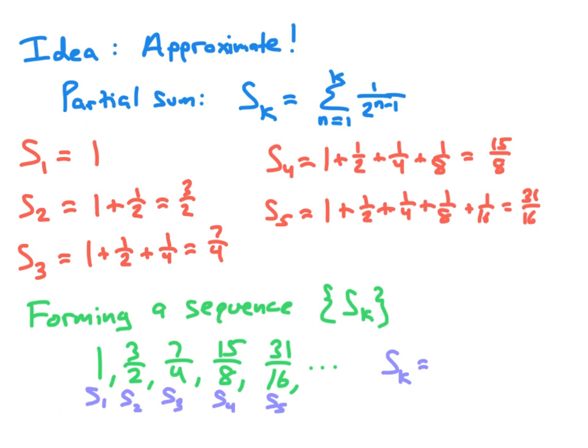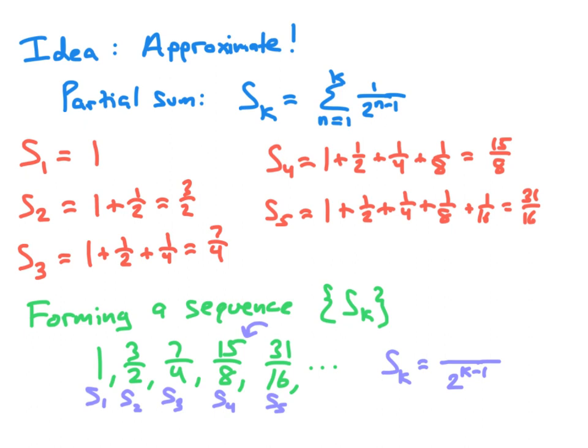Well, notice here that each term is a fraction, and the denominator is simply going to be 2 to the k minus 1. We have powers of 2: 1, 2, 4, 8, and 16, and the power of 2 is 1 less than the index. So for example, if we look at our fourth term, S sub 4, the denominator is 2 cubed, 2 to the third, so 1 less than 4. So our denominator would be 2 to the k minus 1.